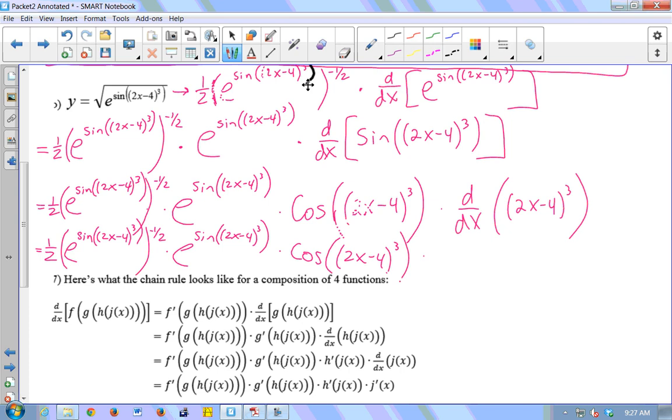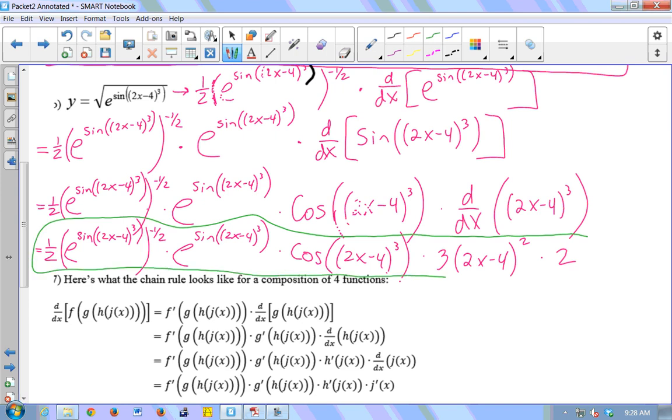Okay, so now I've just copied everything down, and now I just have to take the derivative of 2x minus 4 cubed. So that is some stuff to a power. That's some stuff cubed. So to take its derivative, apply the power rule. 3 times 2x minus 4 squared. But then you also have to multiply by the derivative of the stuff, which is what? 2. And I could multiply the 3 times the 2 times the 1/2 in the front, but I don't care. There's my derivative, unsimplified.